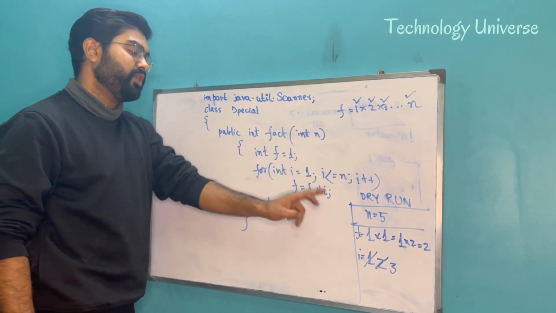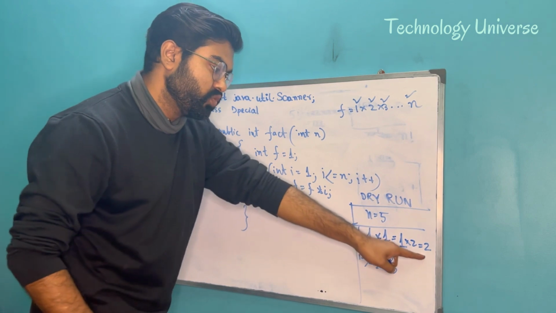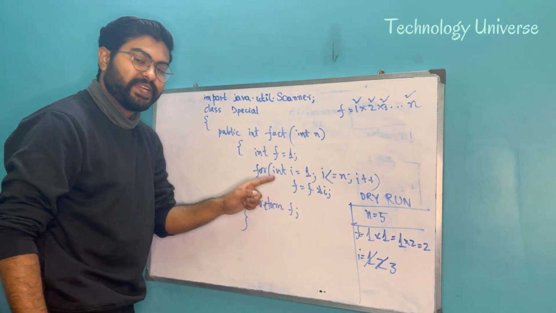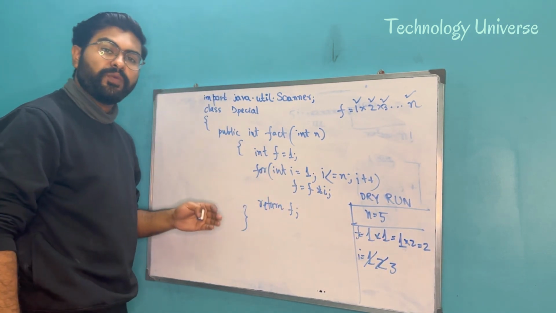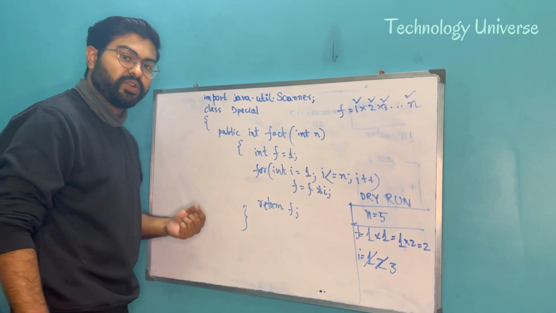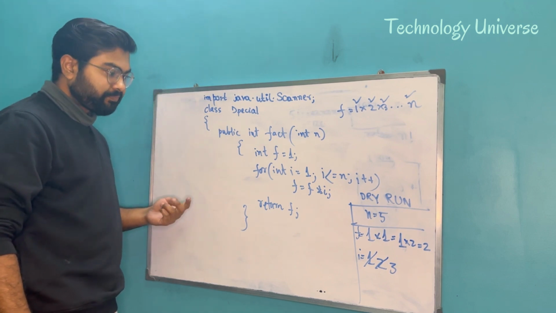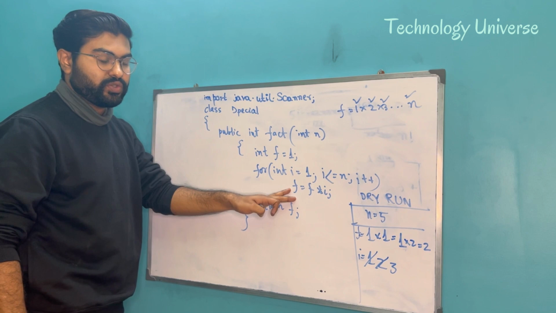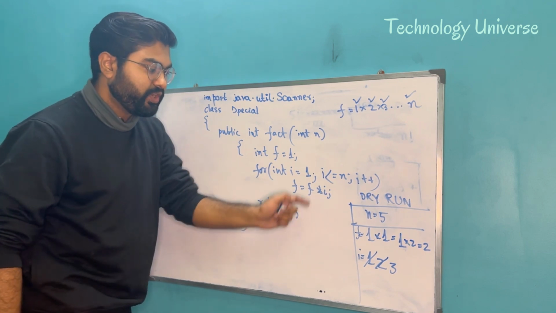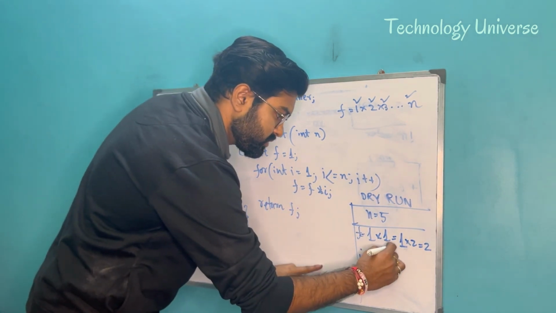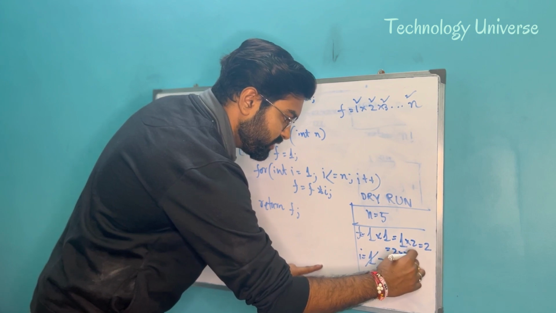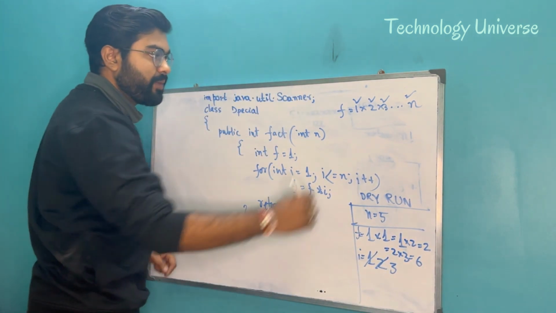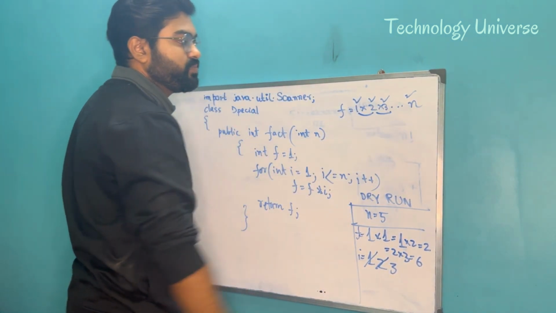So f equals f into i. The f value is 2, the updated value is 2. Every time, in every iteration or every loop, the value of f is getting updated. Now 2 into 3 will become 6. So see what is happening in the background: 1 into 2 into 3 is being done.